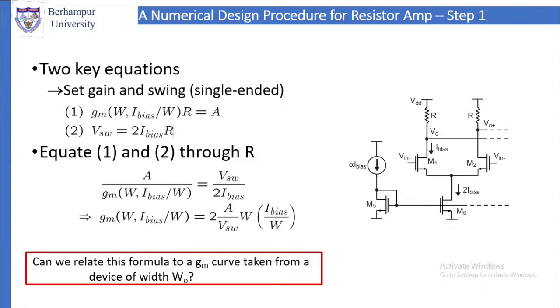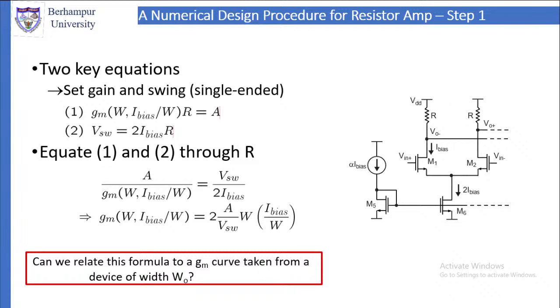First, we'll set the gain. So gm into R is equal to A. We know that transconductance into the resistor we are using for biasing is equal to A, the amplification or gain. Use that equation for gain. So gm into R is equal to A. gm is a function of W and I bias by W. I bias by W is the current density.